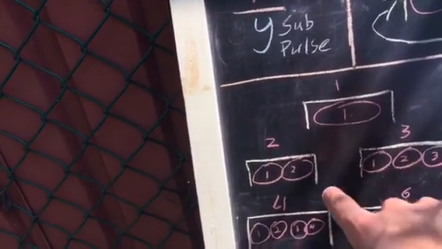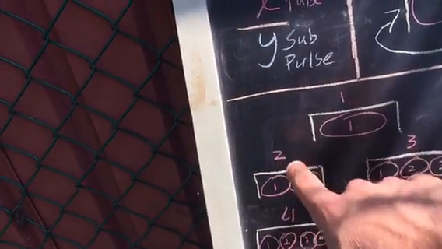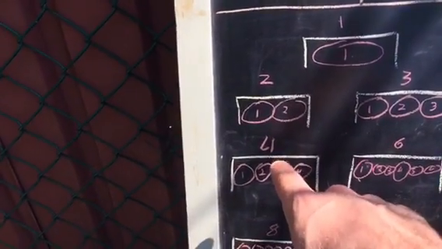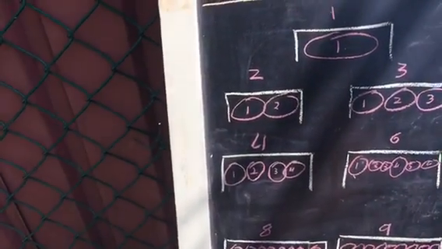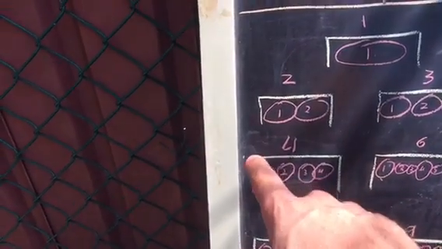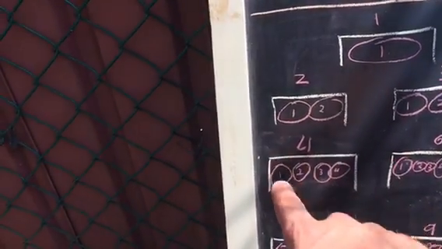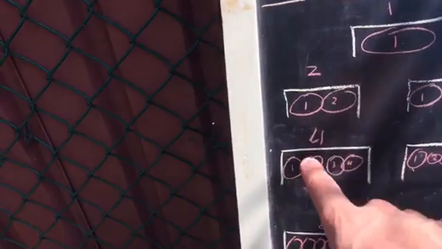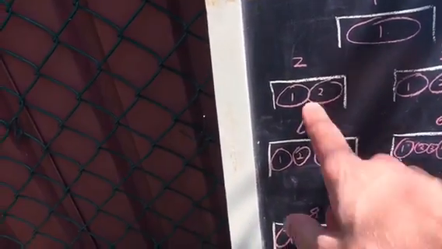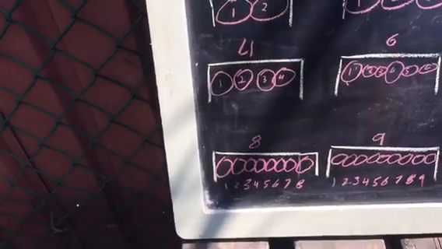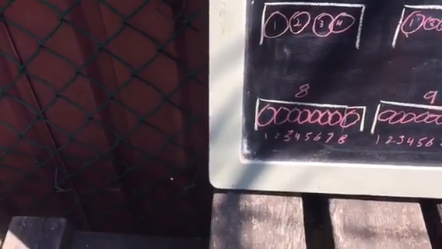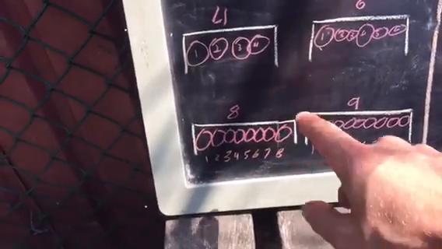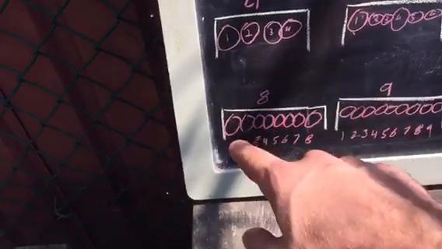1, 2, 1, 2, 1, 2. And we can break that down again by doubling it. So we still have this 2 feel, but the 2 feel is within the 2 feel. Instead of 1, 2, 1, 2, we break that down into halves: 1, 2, 3, 4, 1, 2, 3, 4. And if we want to go to 8, we can just do the same thing again and again.